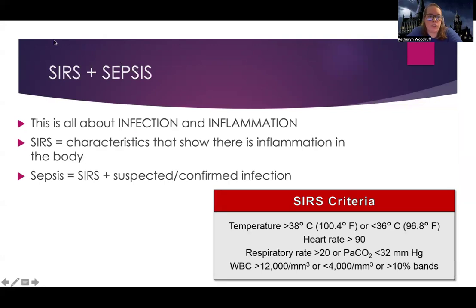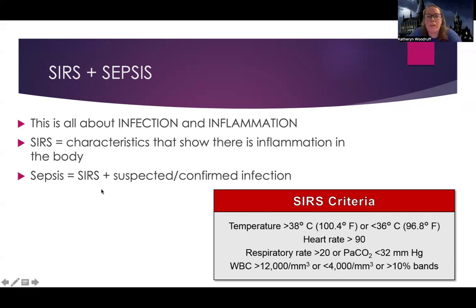So first, there's SIRS, which is systemic inflammatory response syndrome, or something along those lines. And SIRS and sepsis are really closely connected. Think of this as talking about infection and inflammation. SIRS officially is just inflammation. There's no infection, just some sort of systemic inflammation. Whereas sepsis is where you have that systemic inflammation, plus either a suspected or a confirmed infection.